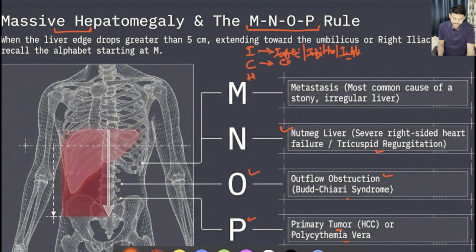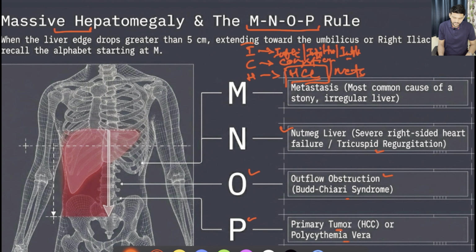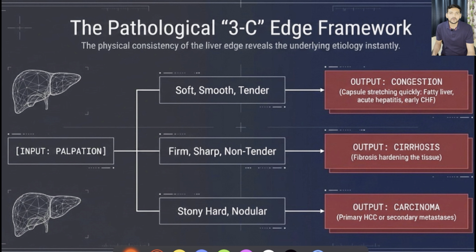C stands for congestion. So the backward blood flow because of right-sided heart problems can lead to congestion of liver, leading to hepatomegaly. Usually it will be tender hepatomegaly. And H stands for hepatocellular carcinoma or some other metastasis. So just by remembering ICH, we can find out the cause for hepatomegaly. So now you have seen defining hepatomegaly, grading, and few of the causes.